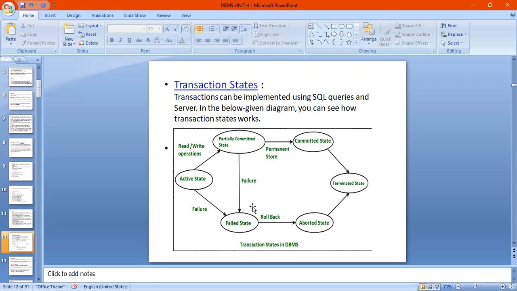In case it fails, it goes to the failed state and the rollback happens. So the aborted state comes here. If the active state also fails, it comes to the failed state. So the failed state has two inputs: the partially committed state and the active state. This goes to the rollback action and then to the aborted state. If it is permanently stored, if it is done perfectly, it goes to the committed state and finally the state is terminated. So these are the different transaction states in a database management system.